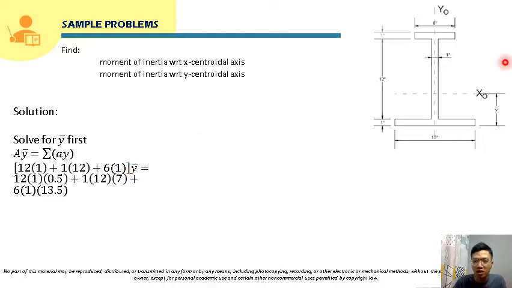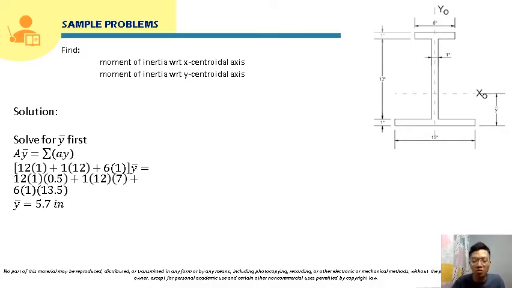Now for the third rectangle, the area of this is 6 times 1. And the y coordinate of its centroid from the reference axis, which is from the base, will be half of 1, 0.5, plus 12 plus 1. That will be 13.5. So we can now solve the value of y bar, which is 5.7 inches.